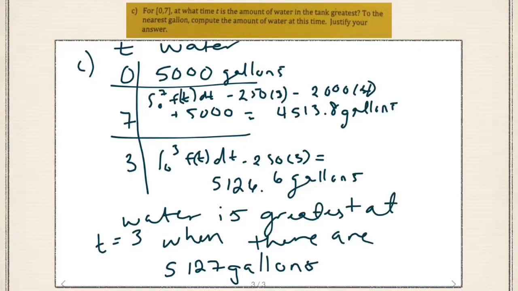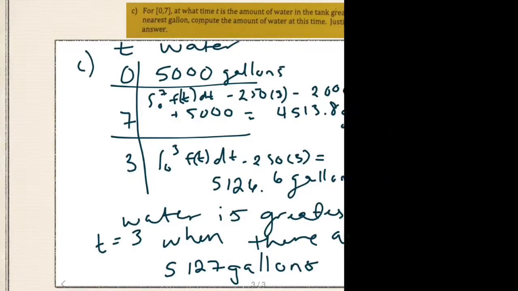At t equals 0, the water is at 5,000 gallons. At t equals 7, the water is at 4,513.8 gallons, which we can find by doing the definite integral of the function f of t minus g of t. At t equals 3, the water is at 5,126.6 gallons. For this reason, the water is greatest at t equals 3 hours, when the water in the tank is about 5,127 gallons.